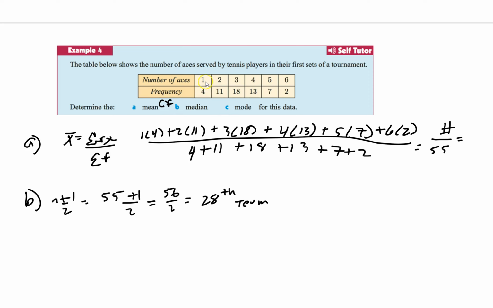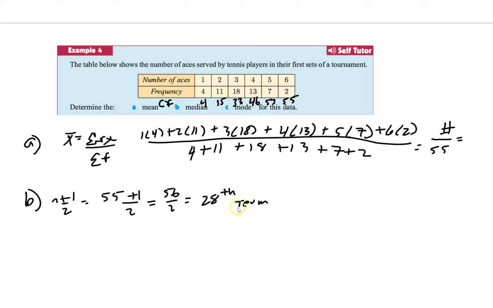So one ace happens 4 times, so our total is 4. And then 2 aces happens 11 times, so you just add these two, 4 plus 11 is 15. Then you add that to 18, so 33. Add another 13, so my running total is now 46. Add that to 7, so that's 53, and then add the 2 and you get 55.